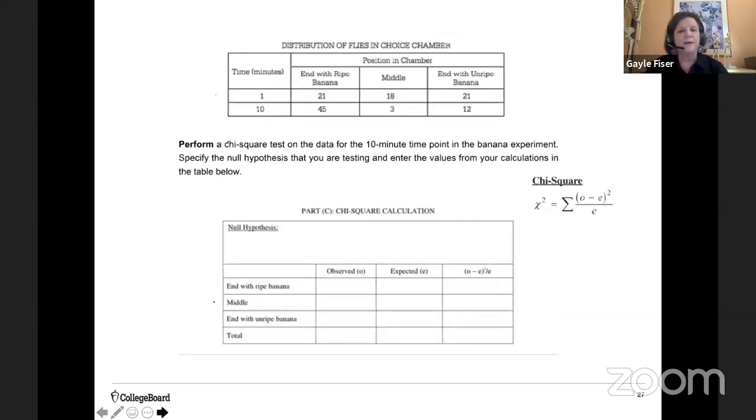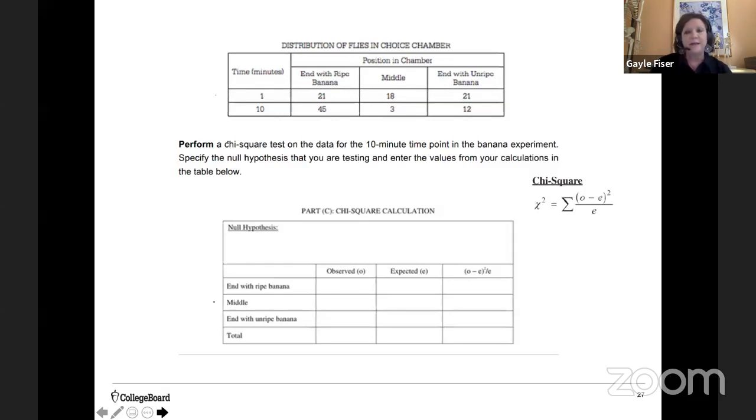show you the table. Okay, so here's the distribution of flies in the choice chamber at 1 minute and at 10 minutes. And there's at the end with a ripe banana, at 10 minutes, we were 45. In the middle, we had 3. And on the end, we had 12.